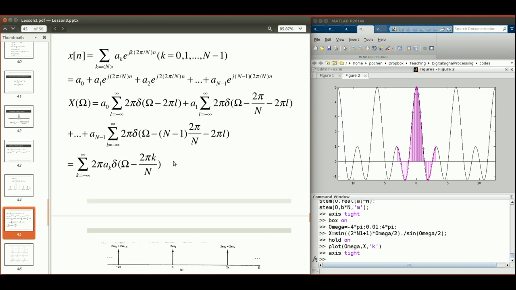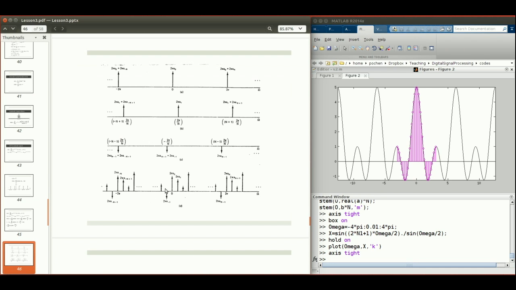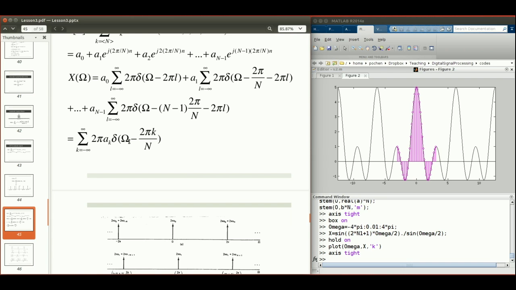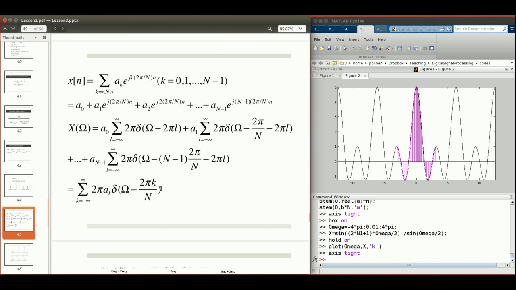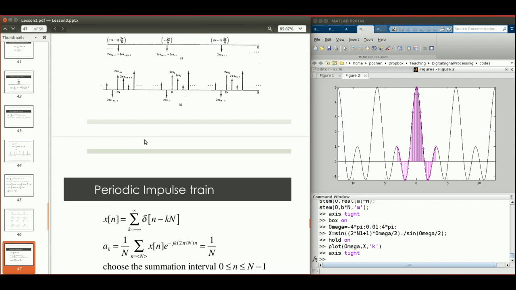This representation corresponds to repeating this pattern by interval 2 pi. So that's what we can say about the DFT of periodic signals, right?